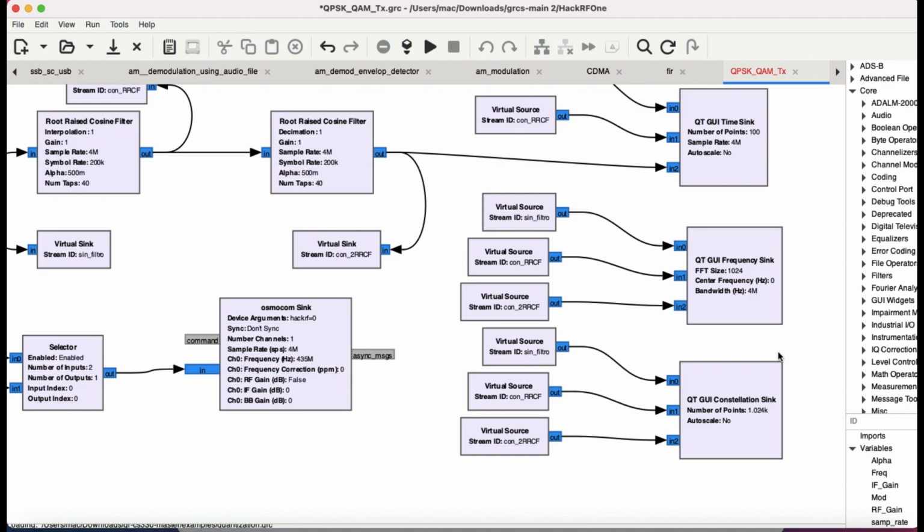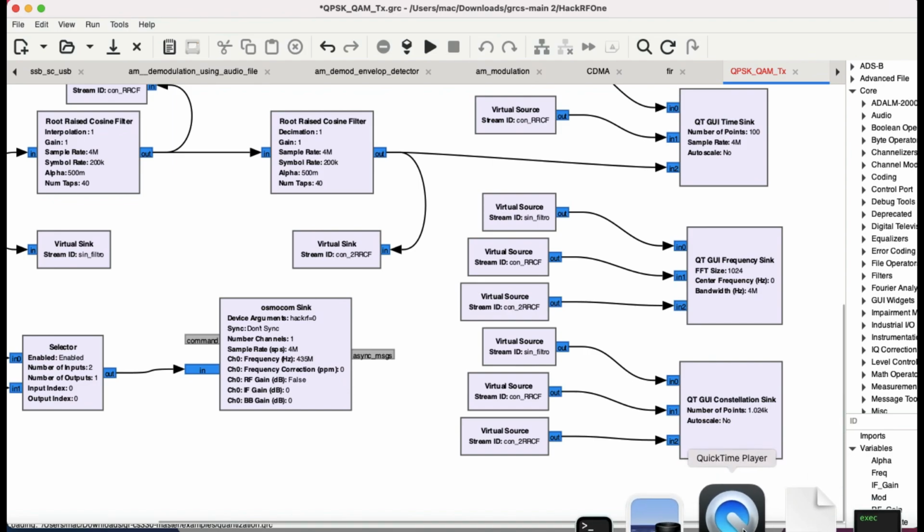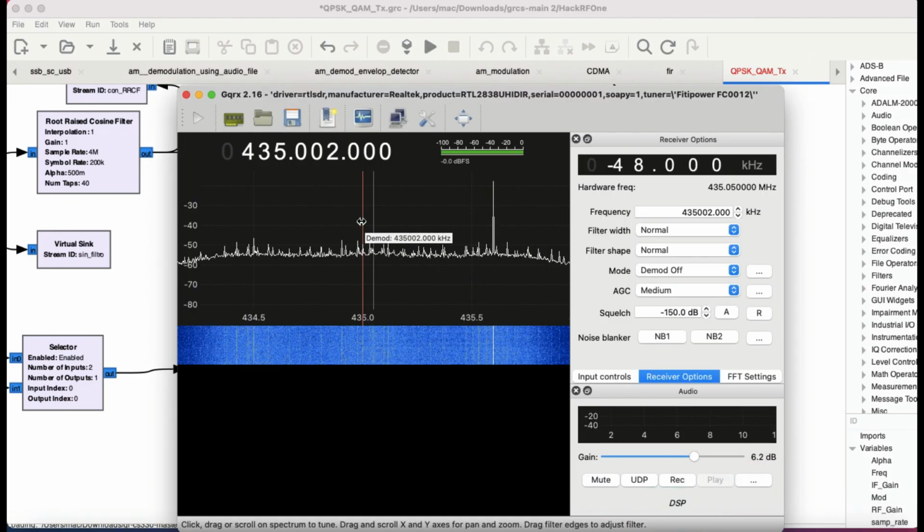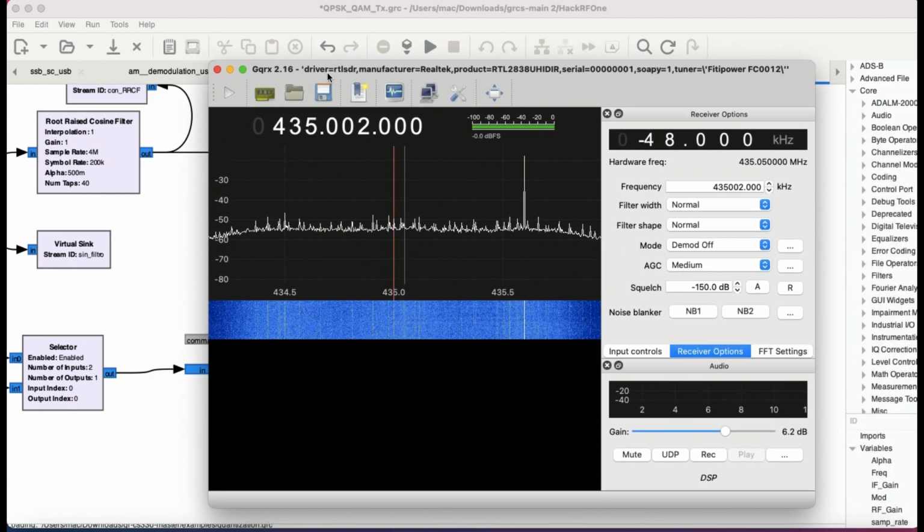Now it's time for us. Let me run this flow graph. Basically, what I'm doing is I have the Osmocom source, which is going to transmit this signal, and at the back end I also have my GQRX running. I'm going to transmit this signal at 435 megahertz.